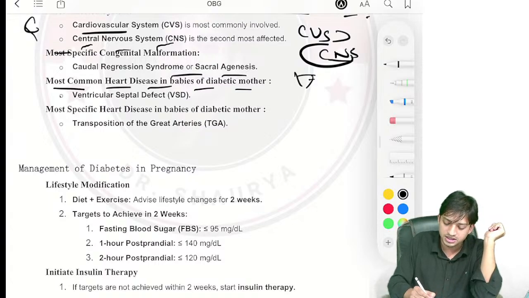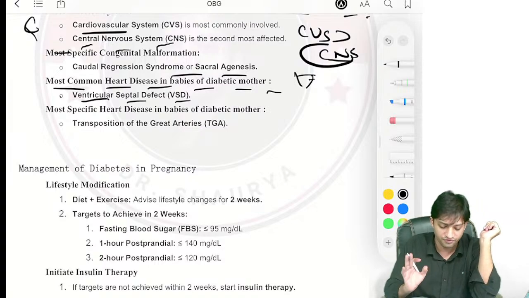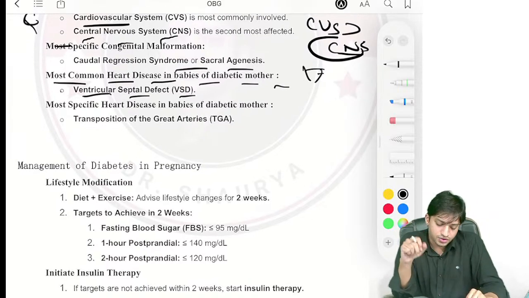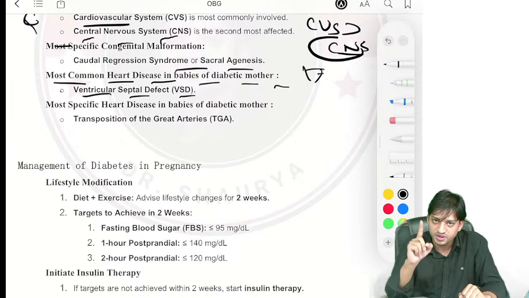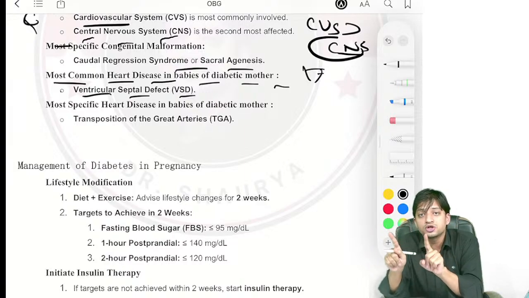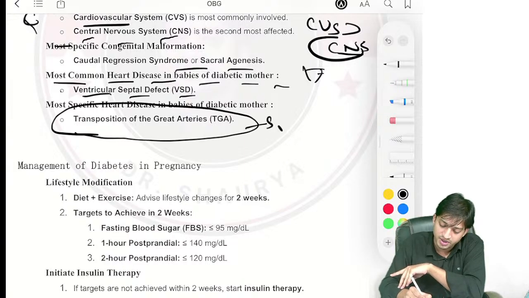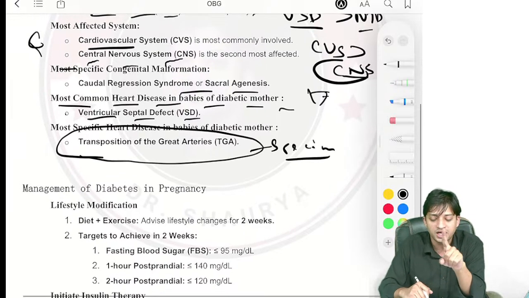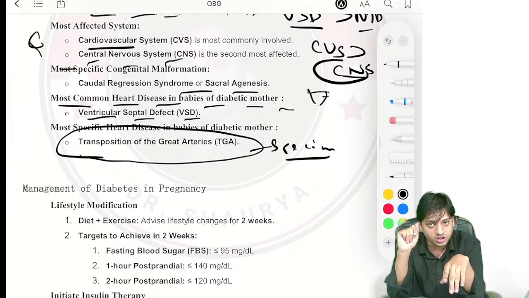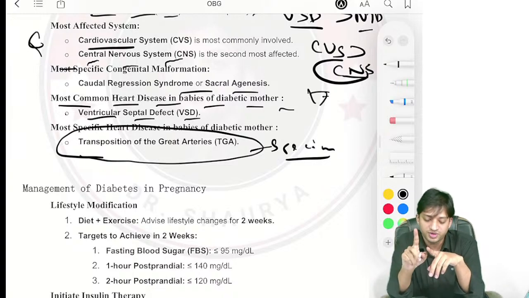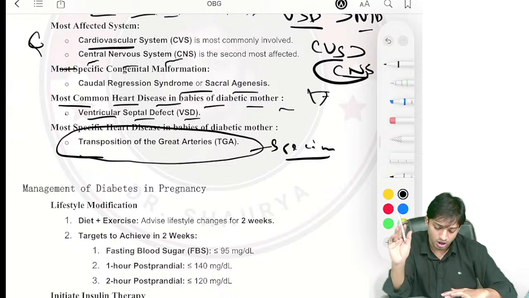Most common heart disease in babies of diabetic mothers, if they ask you, what is it? It is ventricular septal defect. Now, if they ask you the most specific heart disease in babies of diabetic mothers, listen to me very carefully. In the babies of diabetic mothers, it should be transposition of the great arteries. It is most specific, not most common. Most common, if they ask you, is ventricular septal defect. Remember, second most common, neural tube defect. Most specific for GDM deformities, they ask you, is transposition of the great arteries. We have discussed, I hope, all the MCQ points.